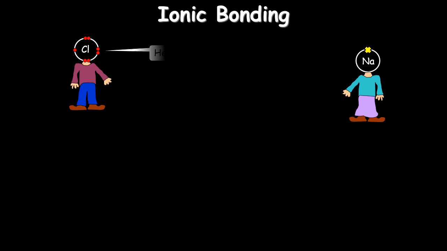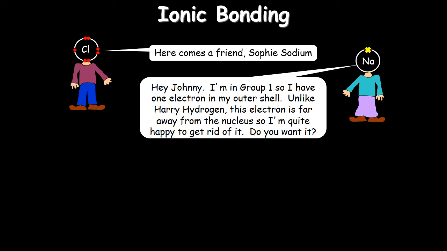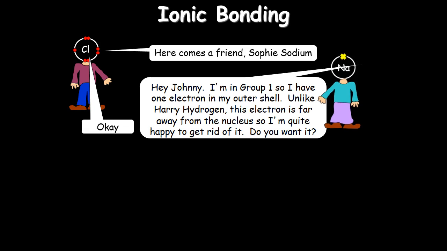So Johnny meets a friend, Sophie the sodium, and Sophie the sodium is from group 1, so it only has 1 electron in the outermost shell, but unlike Harry hydrogen, this electron is quite far away from the nucleus, so Sophie is actually quite happy to get rid of that electron so she can have a completely filled outermost shell as well. So Johnny agrees, and they form what's known as ionic bonding.